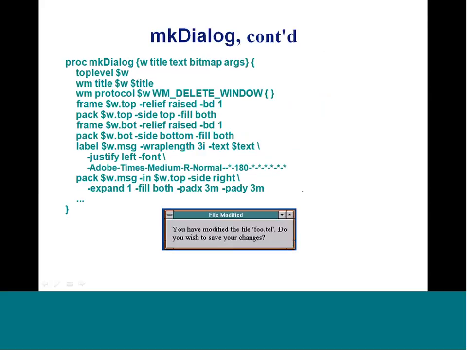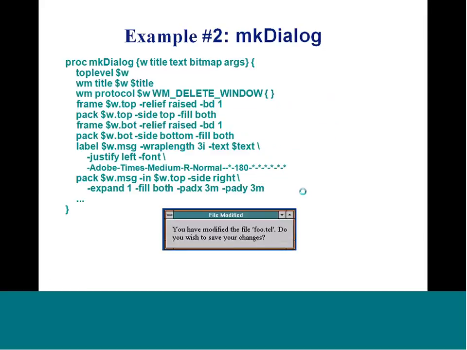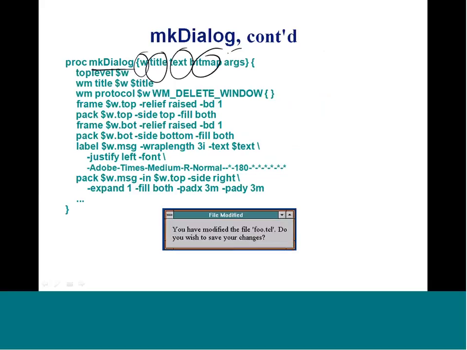So how does this work essentially? At the high level, this is the command of make dialog, but underneath that, what do you have to write? It's the procedure make dialog, and it has these different things, which is the window itself, its title, the text, the bitmap, and then the various arguments. We define the top level as $w, and then we assign the title to this particular window.